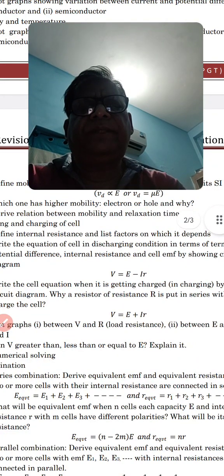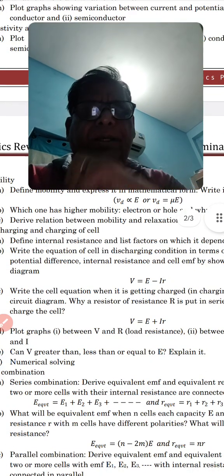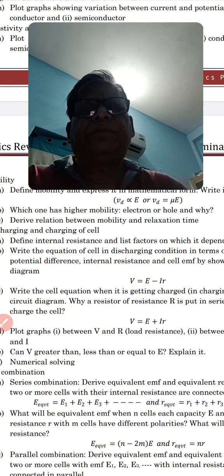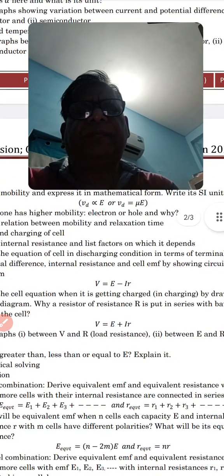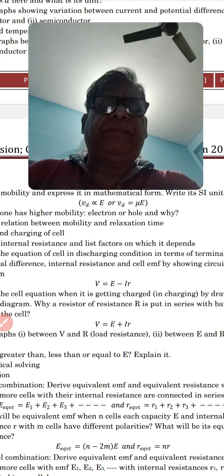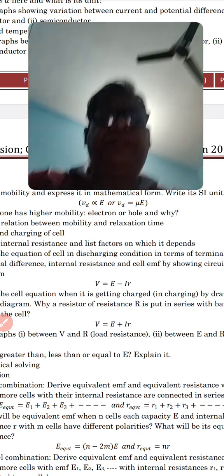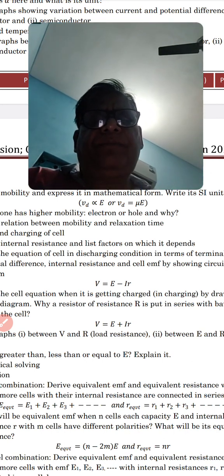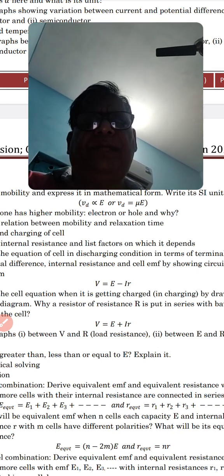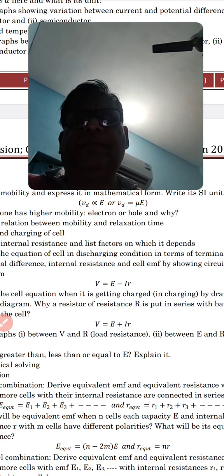Define internal resistance and list the factors on which it depends. Internal resistance is the resistance offered by the electrolyte. It depends on various factors. Concentration: the higher the concentration, the higher the internal resistance. Temperature: the higher the temperature, the lower the resistance. Area of cross section: the higher the area, the lower the internal resistance. Separation between the two electrodes: the greater the separation, the greater will be r.